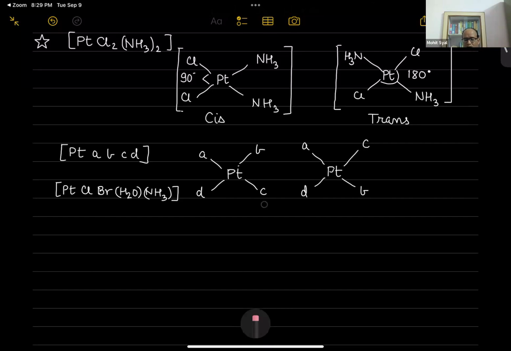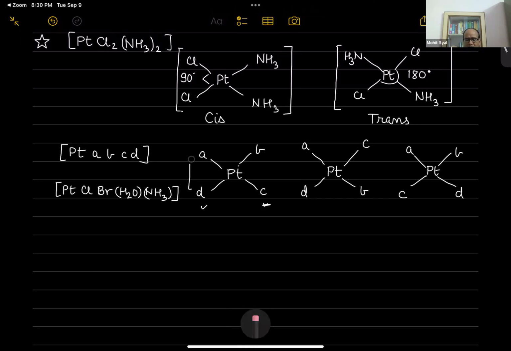If I interchange C and D, will it create a new isomer? Let's see by drawing it. A and B, and C and D. C, I have put on the left hand side and D on the right hand side. Look, this is a new isomer. Why? Because in the first isomer, A and D were at 90 degrees and A and B were also at 90 degrees. A was cis with respect to B and D, but A was trans with respect to C, because A and C were exactly opposite to each other. Now A and D are exactly opposite to each other, so it is a new isomer.